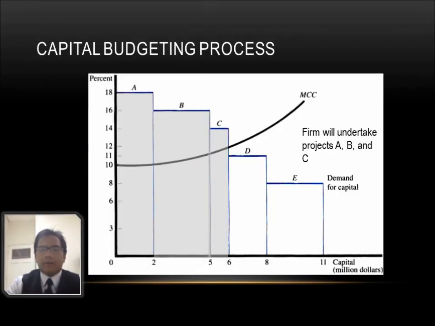The various lettered bars indicate the amount of capital required for each investment project and the rate of return on the investment. The top of each bar thus represents the firm's demand for capital. The marginal cost of capital curve shows the rising cost of raising the amount of capital that the firm faces. The firm will undertake projects A, B, and C because the expected rate of return on these projects exceeds the cost of raising the capital to make this investment. On the other hand, the firm will not undertake projects D and E because the expected rates of return are lower than their capital cost.